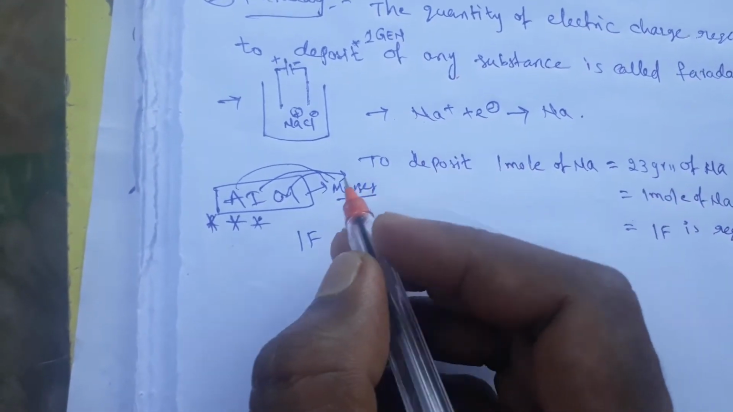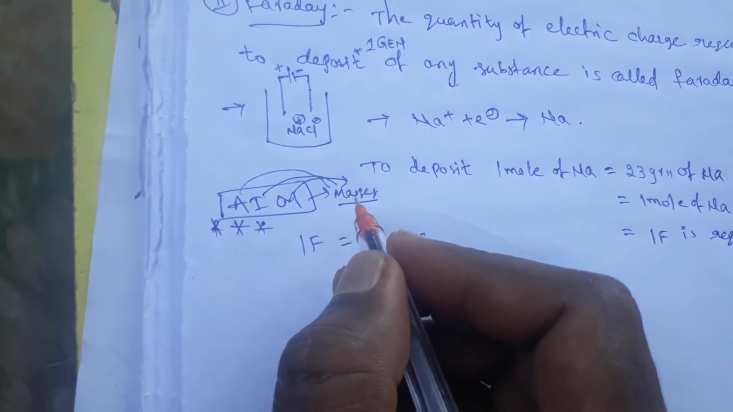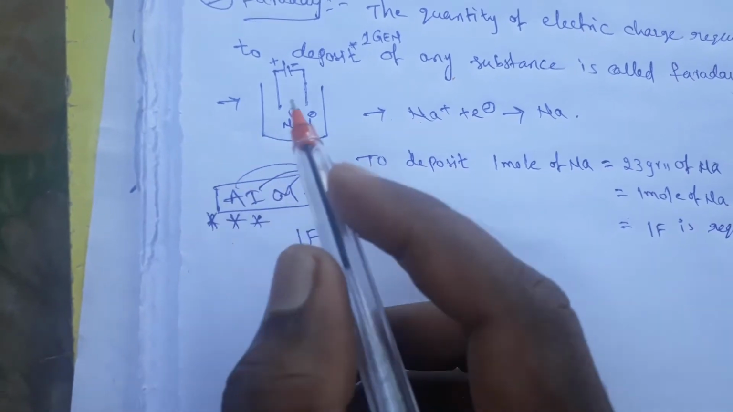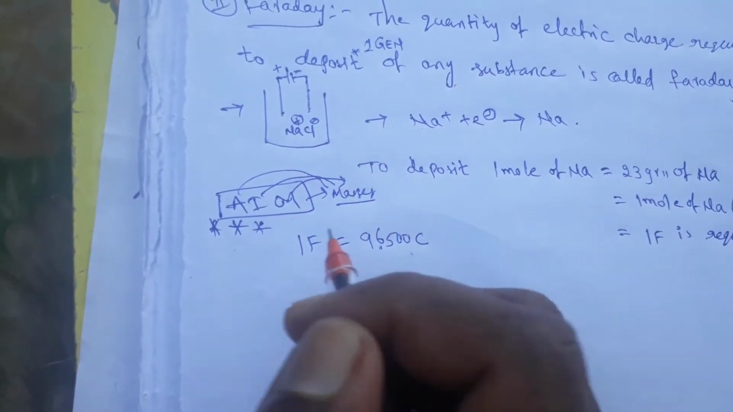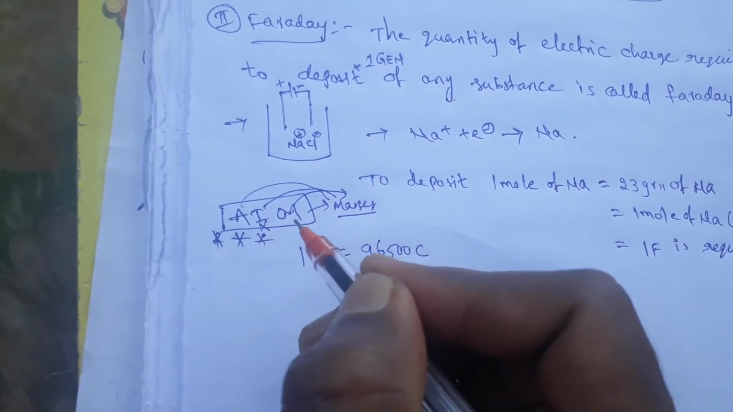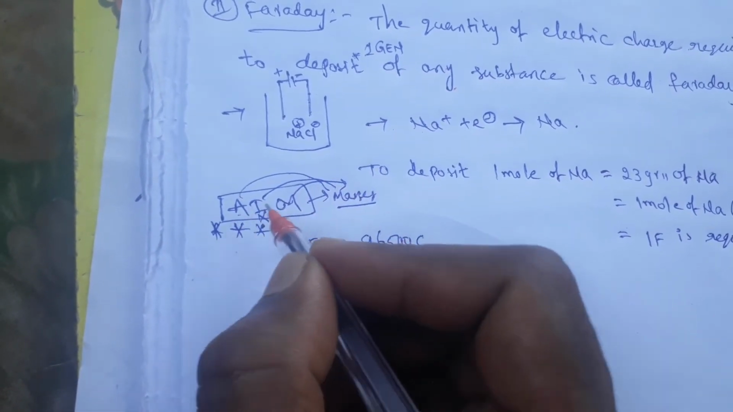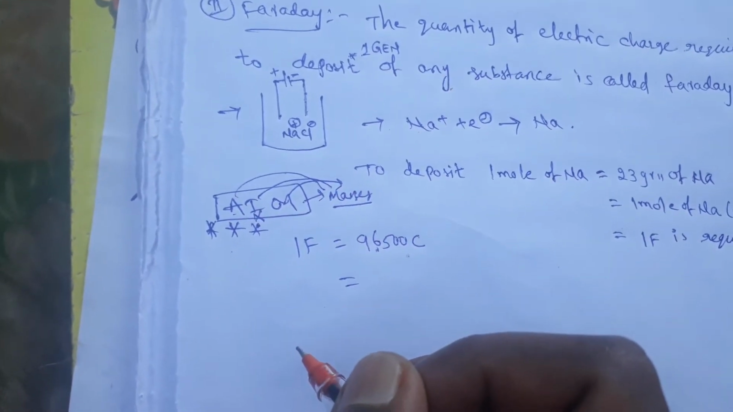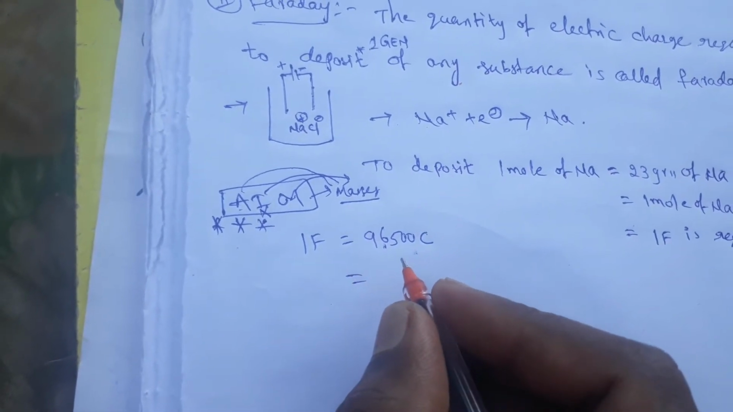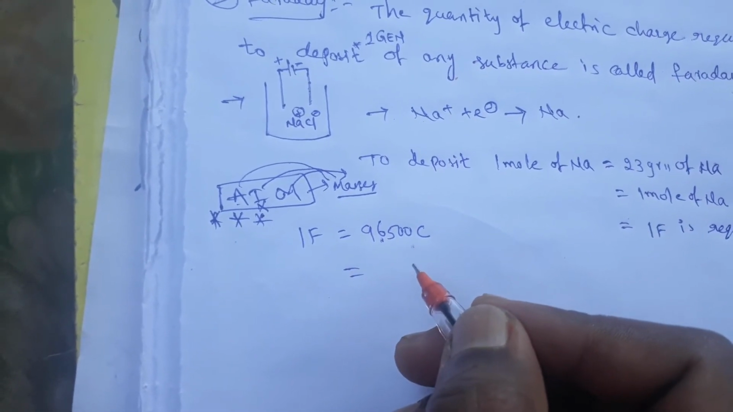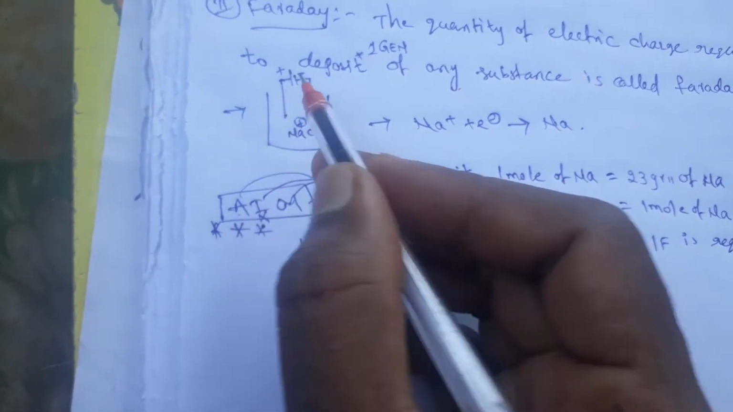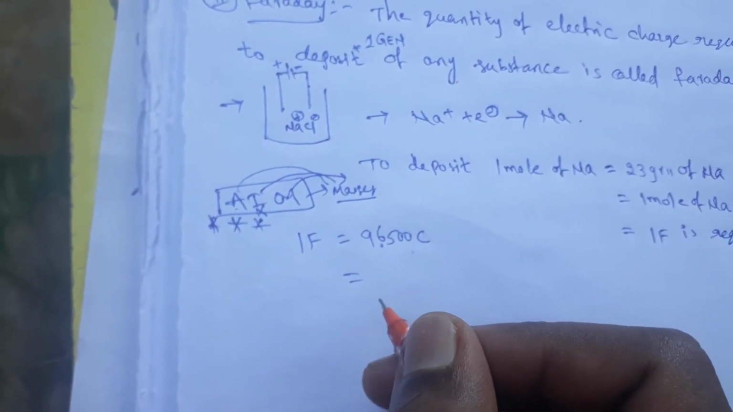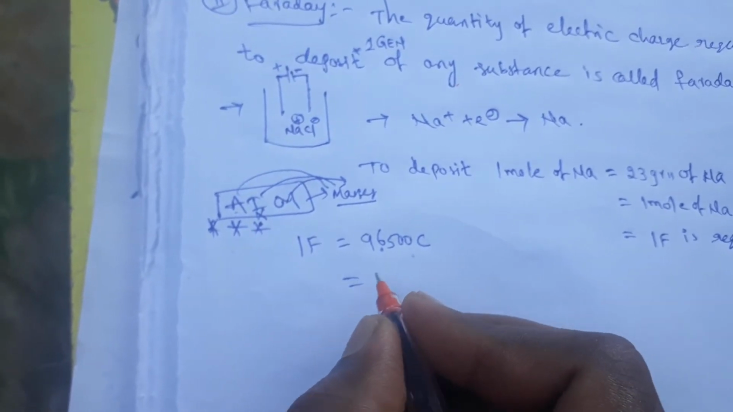But who is depositing here? Atoms are depositing or ions are depositing? See, finally there are atoms and molecules only deposited on the electrodes, not ions. So ions won't deposit on the electrodes, only atoms or molecules are deposited. So 1 Faraday is equal to, means how many coulombs of charge we have to pass through that battery. This is a battery, so how much charge we have to pass, we will calculate here.